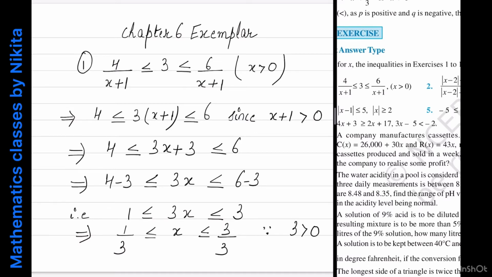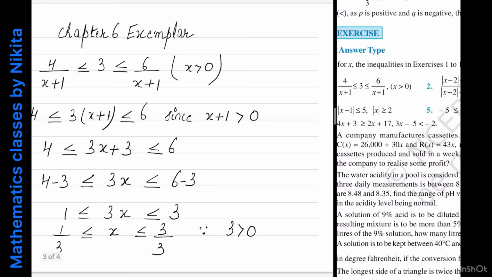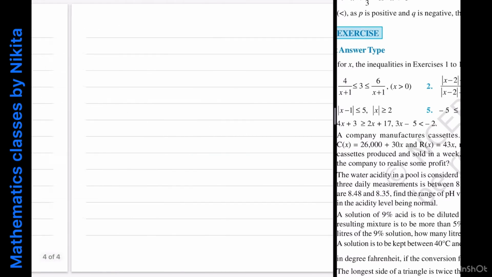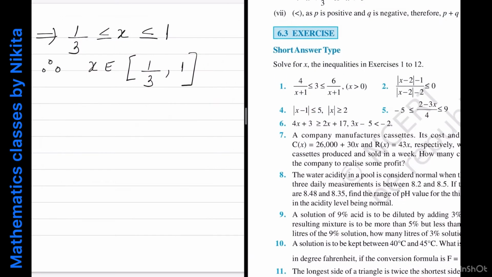And from this you get that 1 by 3 is less than or equal to x, and x is less than or equal to 1. So this is the solution set for that inequality. Therefore I will say that x belongs to the interval 1 by 3 to 1. So this is the solution for the first part, solve for x, and it is already given that x is positive. Now let's see the second part.